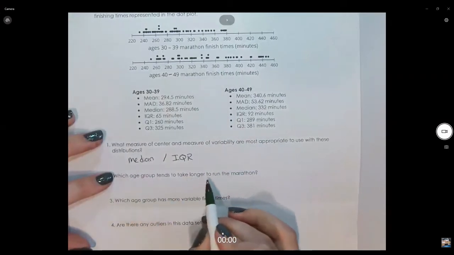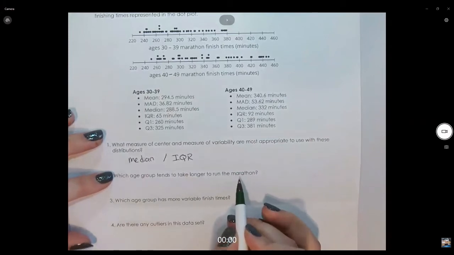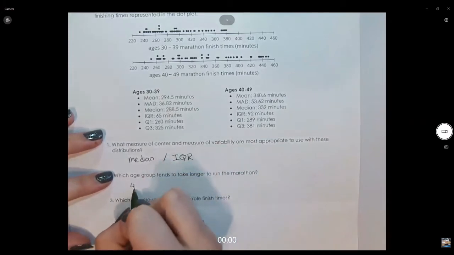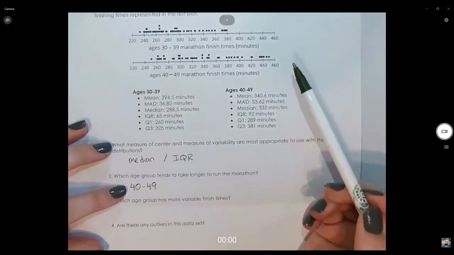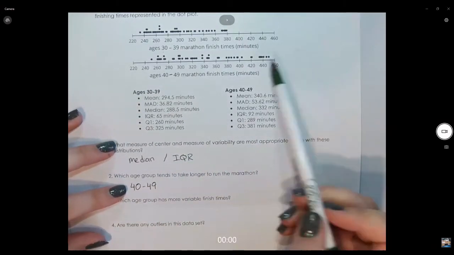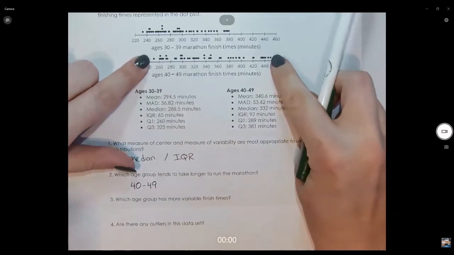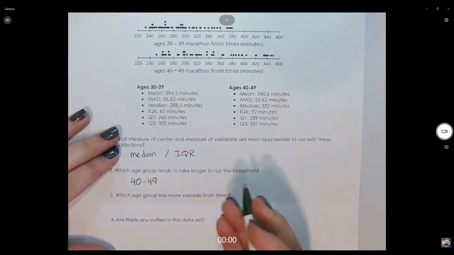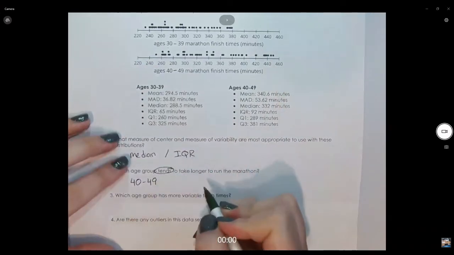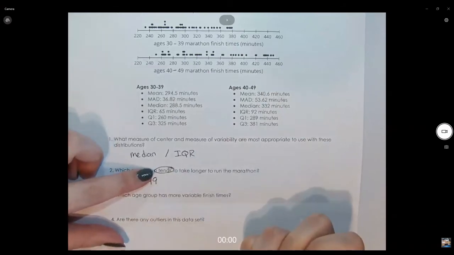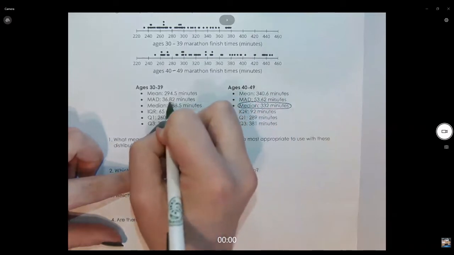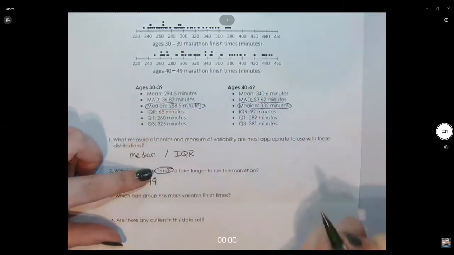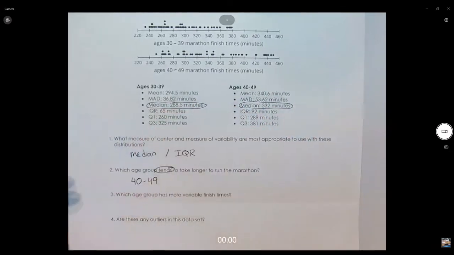Which group tends to take longer to run the marathon? Well, we've kind of already talked about that. The group that's from 40 to 49 in their ages tends to take a little bit longer, because if you notice, those numbers are higher. And then if we look at the group that tends to, so that's usually talking about average, if you look at that median number for that group, it's higher than for the 30 to 39 group.